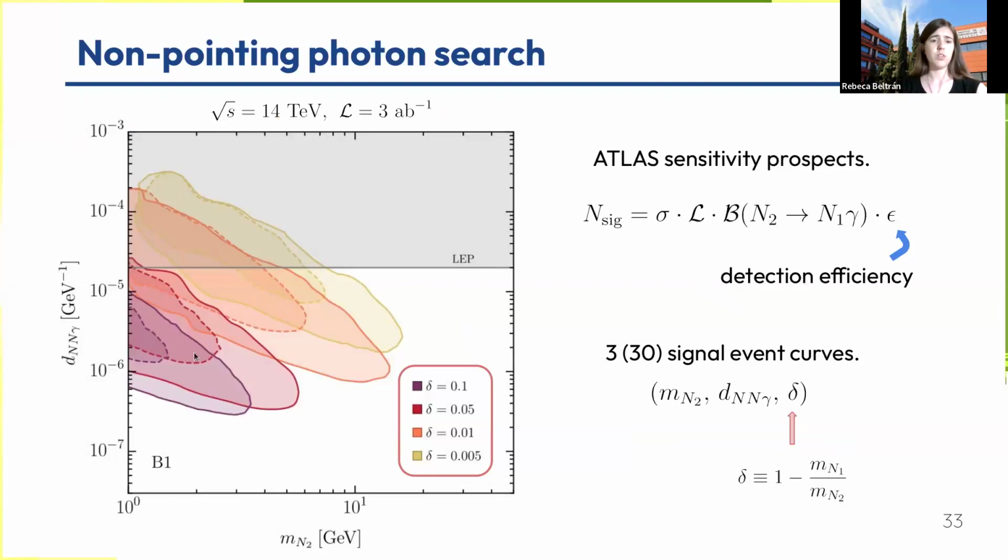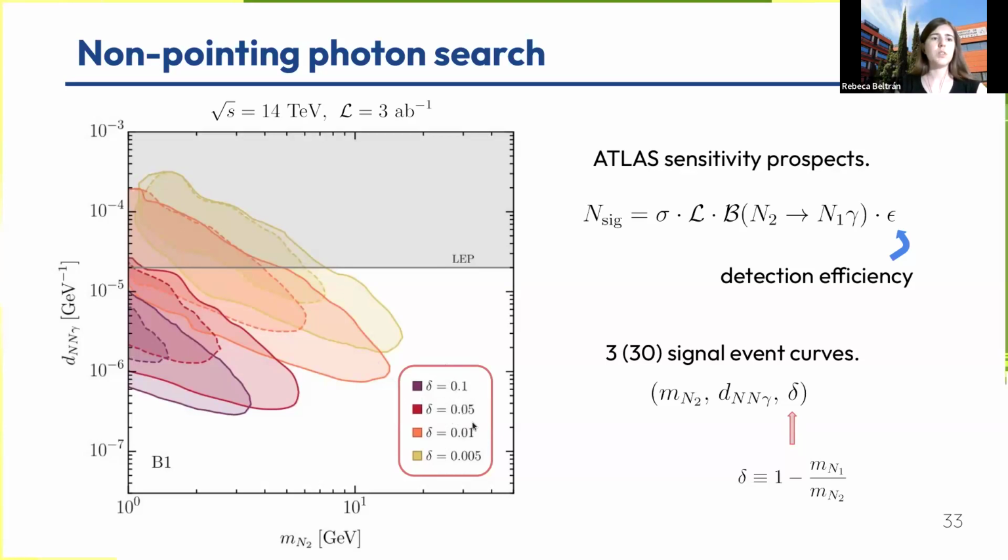Yeah, these are our sensitivity prospects for ATLAS after the high-luminosity phase. We are showing in solid and dashed lines 3 and 30 signal events respectively, in the plane of the dipole versus the HNL mass. Here we have fixed the mass splitting, I recall this is how it is defined, to different values.